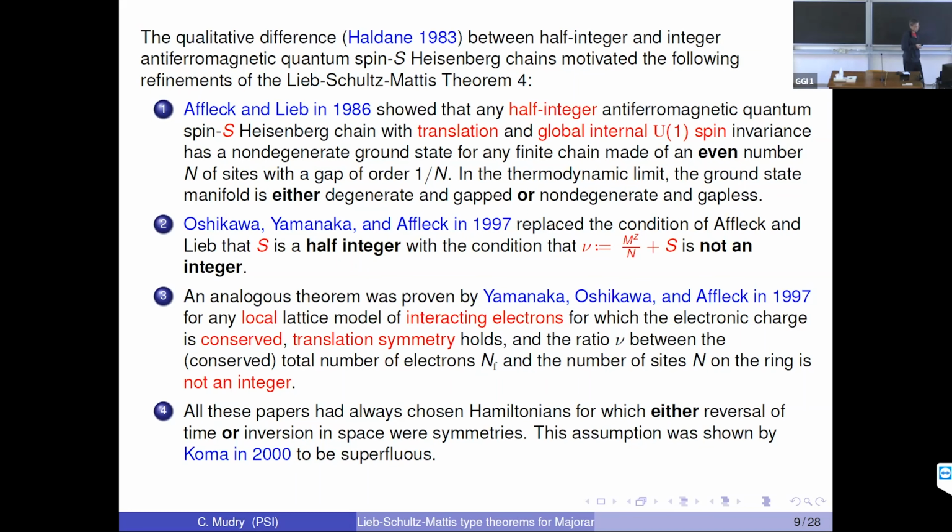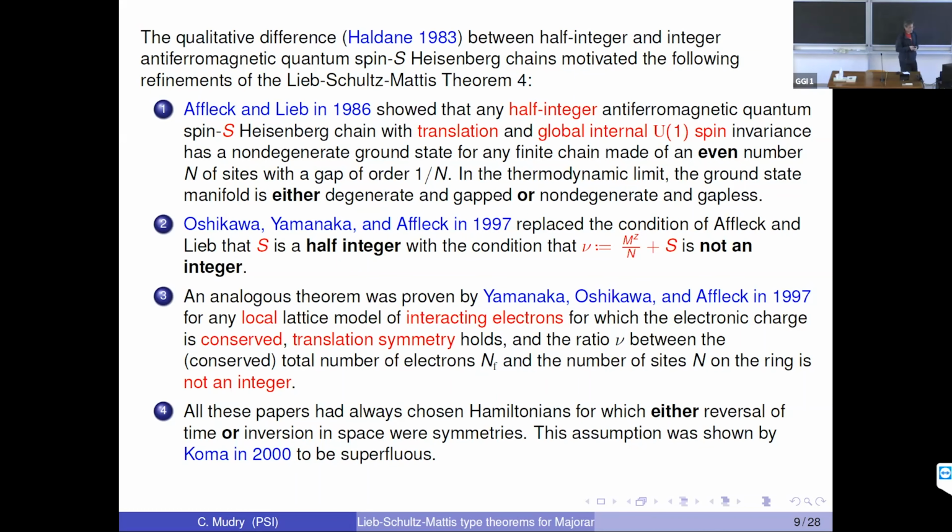And they could show that with those hypotheses, the ground state is non-degenerate for any finite chain made of an even number of sites, with a gap that collapses algebraically like 1 over n to the ground state. In the thermodynamic limit, they could not tell the difference between a scenario with a degenerate gapped ground state and a non-degenerate gapless ground state. So there they have problems controlling the thermodynamic limit.